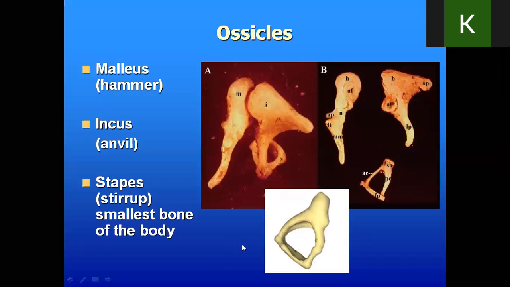The middle ear consists of ear ossicles. There are 3 of them: malleus, incus, and stapes. Malleus looks like a hammer, incus looks like an anvil, and stapes looks like a stirrup. Stapes is the smallest bone of the body.